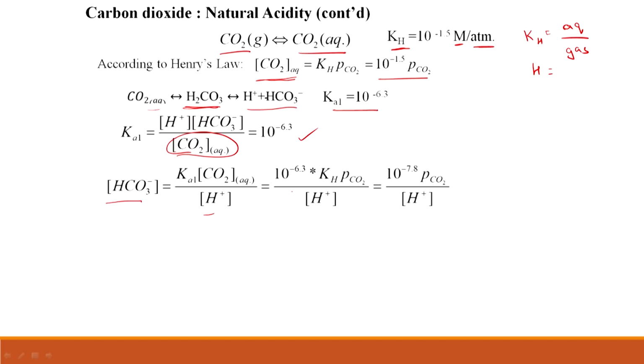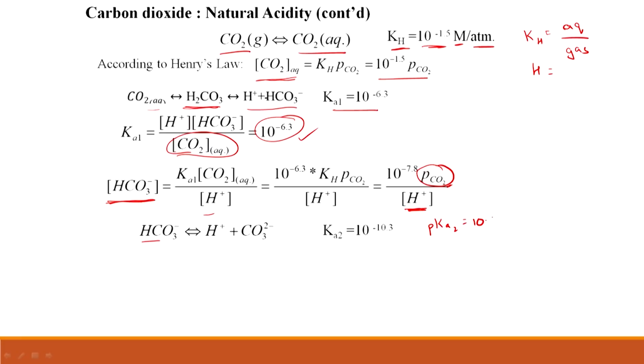So, again we are just trying to see to it that we end up with H plus. So, Ka1, you know the value, 10 power minus 6.3, KH is given out here, and partial pressure of CO2 is something we know or you can calculate. So, I am trying to see to it that all the variables are expressed in terms of H plus and partial pressure of CO2 here. So, the next aspect is with respect to HCO3 minus and CO3 2 minus. So, Ka2 is this particular value because we know that pKa2 is equal to 10.3, right.